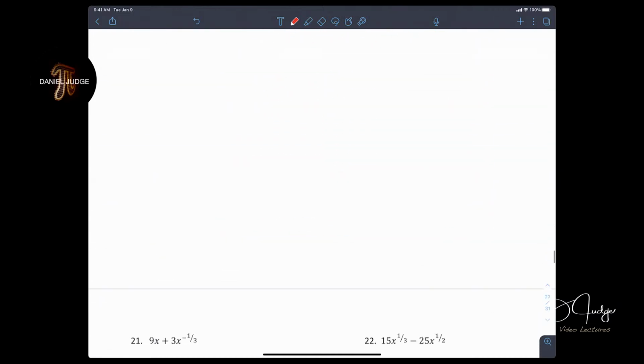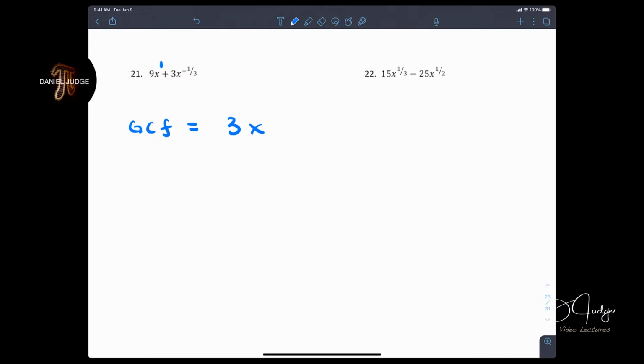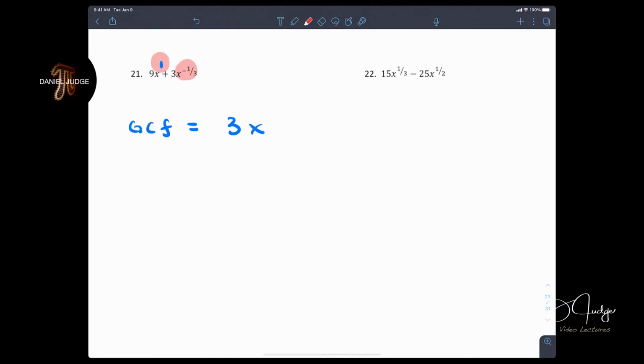All right. Let's try 19 here. Let's go with what we're doing. Greatest common factor of 9 and 3. It is 3. And then you compare x to the smallest power. What's smaller, 1 or negative 1/3? Right? You compare the powers. Negative 1/3 is the smallest power. So you have your GCF. We just need the quotient now.